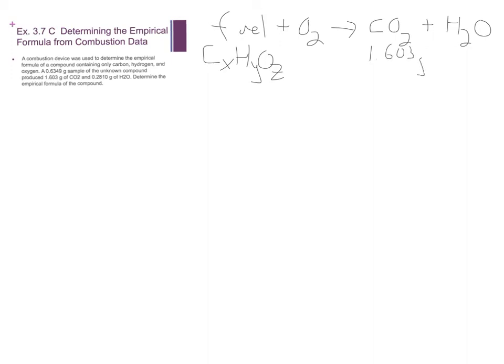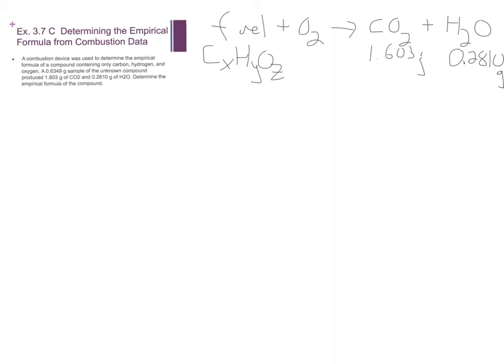We're going to use this 1.603 grams of carbon dioxide in order to find out how much carbon is in that sample. And then we've got 0.2810 grams of water, and that'll tell us how much hydrogen is in that sample. And if all of this carbon turned into carbon dioxide, if I know what percent of this is carbon, it tells me how much is in my formula to start with. So we can use mass percents because the law of definite proportions says that all carbon dioxide samples have the same makeup, the same percentages.